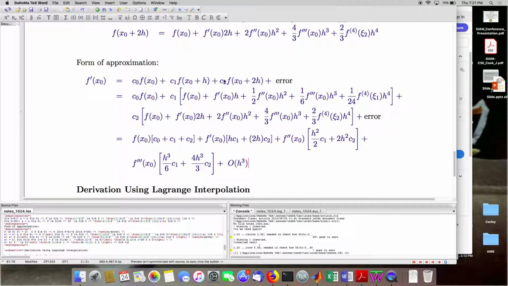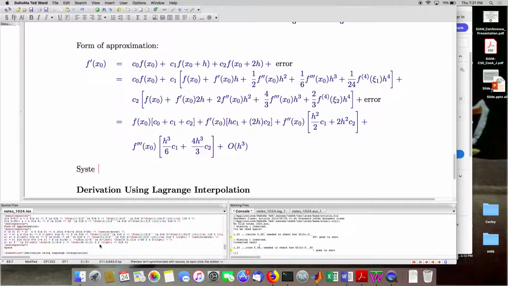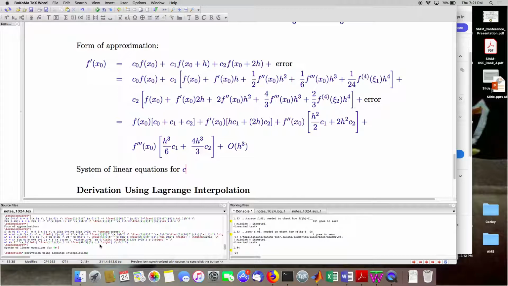All right. We're trying to approximate f prime. This term is of order 1. This is of order h. This is of order h squared. Next is order h cubed. It always works like that. But the thing to do now is solve a system of linear equations for c0, c1, c2.